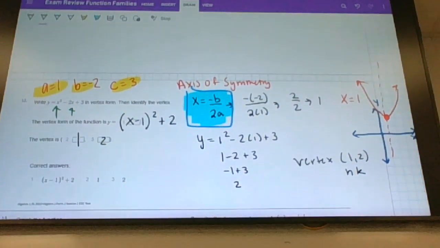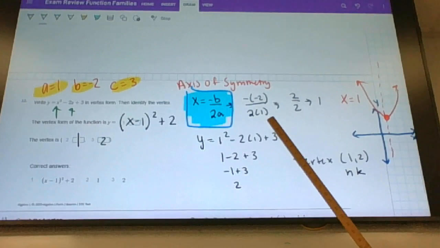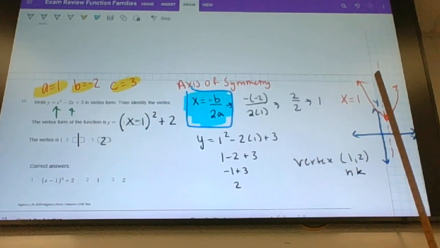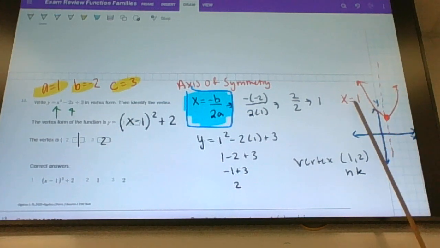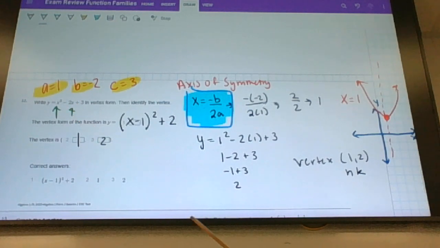Okay, so anyway, negative b over 2a will be negative negative 2 over 2 times 1. 2 over 2 is 1. Here's my dash line. That's x equals 1. You take that 1 and you put it in both x's. You gotta do the math right. 1 squared minus 2 times 1 plus 3. That will come out 2. So you have a vertex at 1, comma 2.